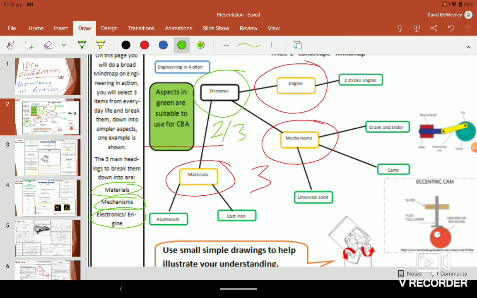So you should have these. You should have this for 3. So your mind map will be idea generation, and then out from that will be strimmer. You could do a car. You could do a chair. Again, for the likes of a chair, you would have nothing but materials, because there's no moving parts on it.